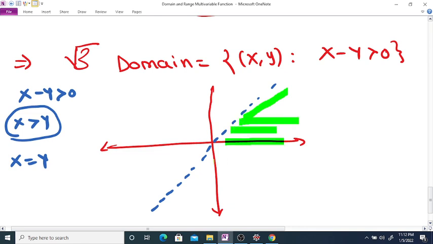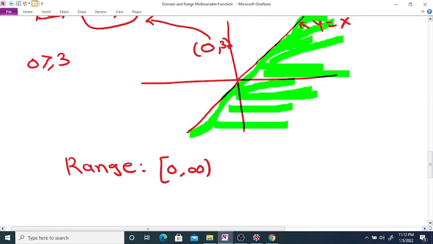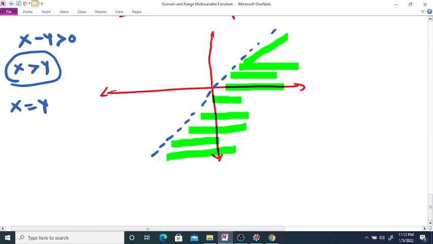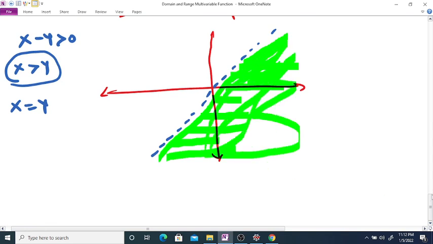Again you can see the difference between the previous example and this example. In the previous example, the points on the line are also included in the domain. Okay, but in this example the points on the line are not included in the domain set. Okay, so this is the domain of the given set.